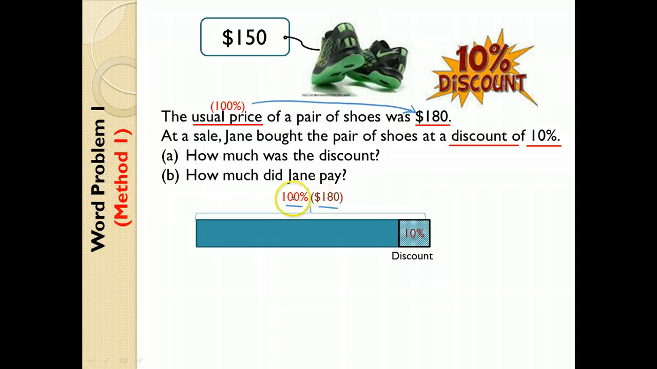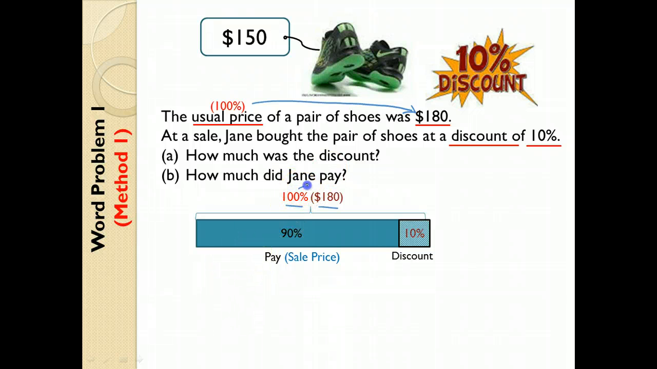And we know from here is 90%. This part here is 90%. 100 minus 10 would be 90%. And this is the amount that Jane has to pay, or we call it the sale price. So how do we find the discount amount and the amount that Jane has to pay?